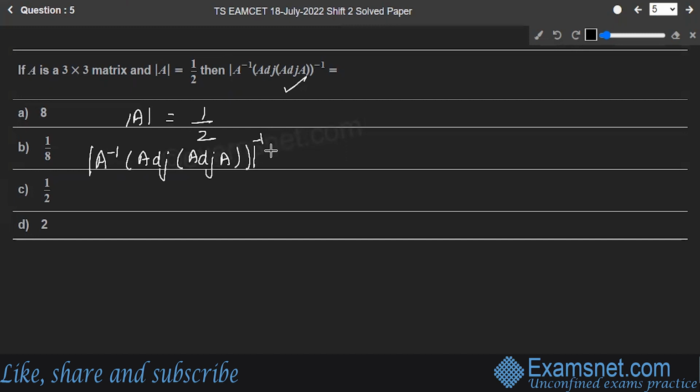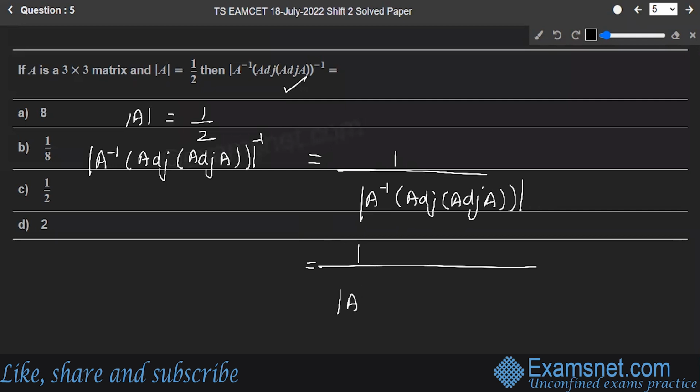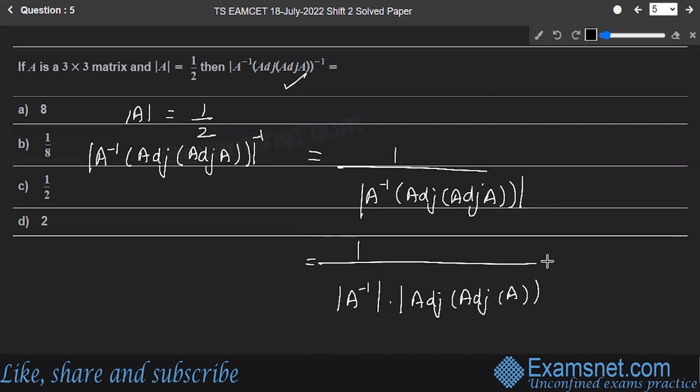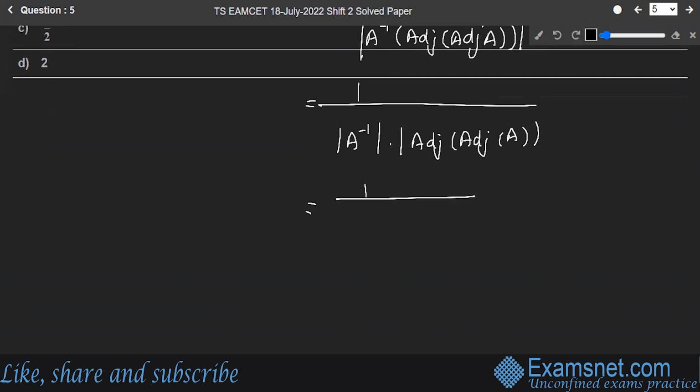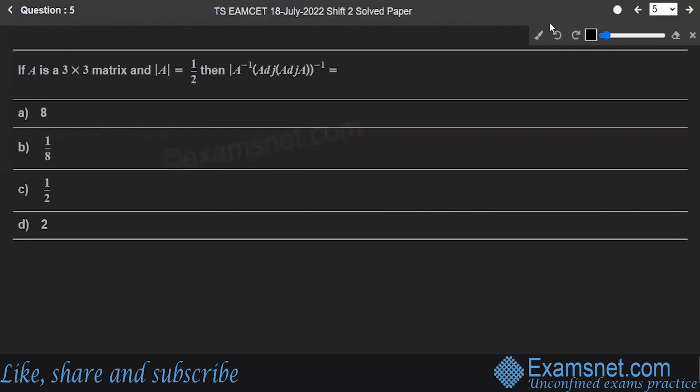This can be written as 1 upon determinant of A inverse, adjoint A. This is equal to 1 upon this into adjoint of A. This is further equal to 1 upon this into, now adjoint of A, this can be written as adjoint A raised to power 3 minus 1. Now, question number 5, if A is a 3 by 3 matrix and determinant of A is half, then you have to find out this whole thing. Okay, let's start with the question.